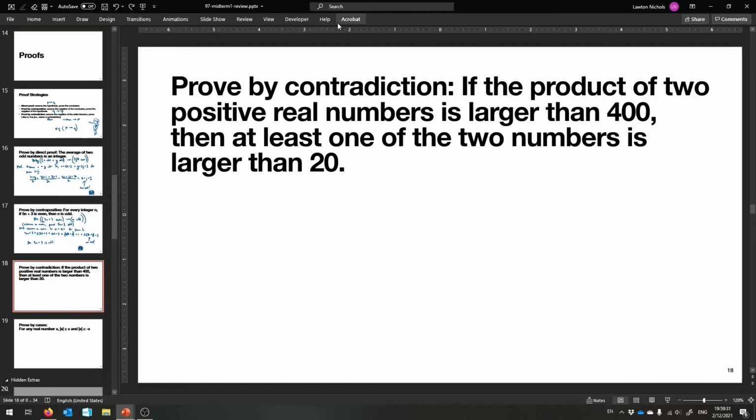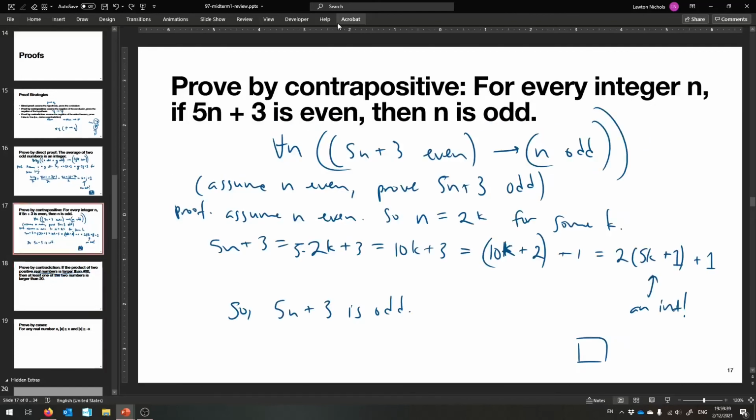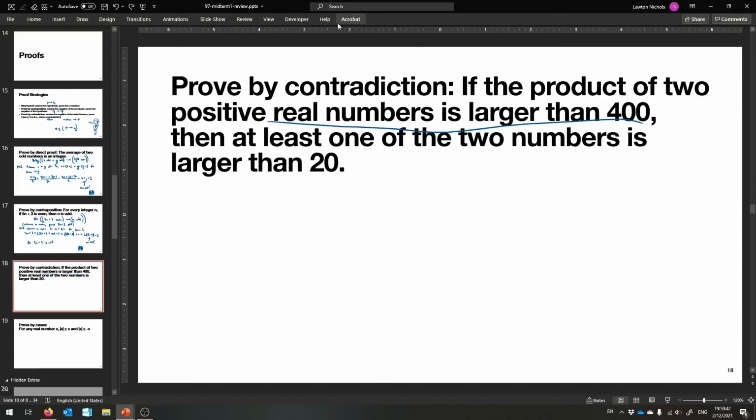Okay, so if the product of two positive real numbers is larger than 400, then at least one of the two numbers is larger than 20. Okay, so what is the negation of that whole thing? Okay, so again, let's do this. So assume, this is our proof.